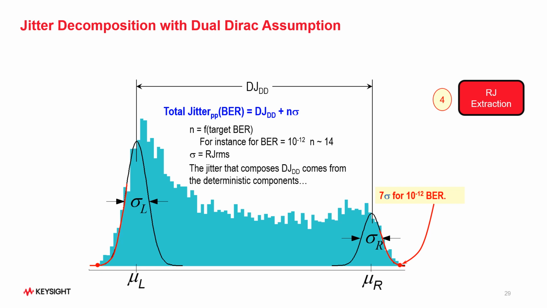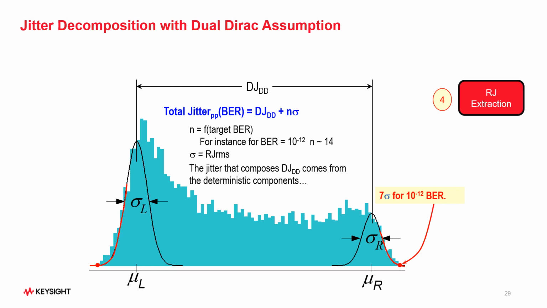Once one has made the fit, they would be able to compute the total jitter. The total jitter is basically reported as a peak-to-peak value at a target bit error rate. The equation you see here is the dual-Dirac deterministic jitter plus a number of factors called n, multiplied by the RJ RMS. The n, as one may know, is not really fixed. It really depends on what the target bit error rate is.